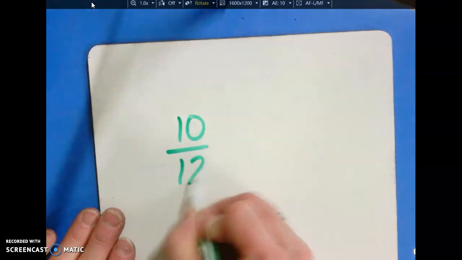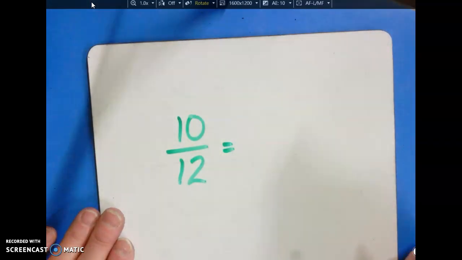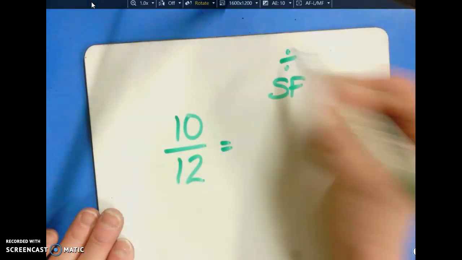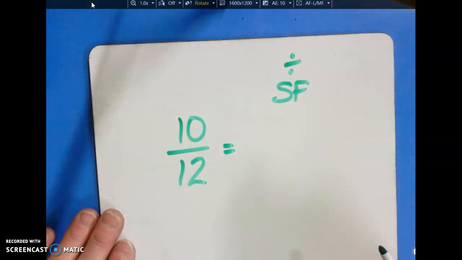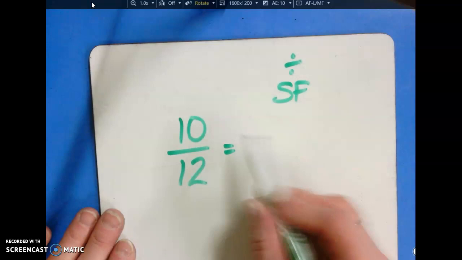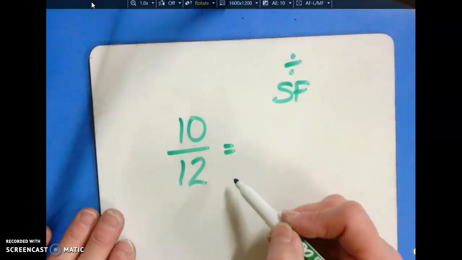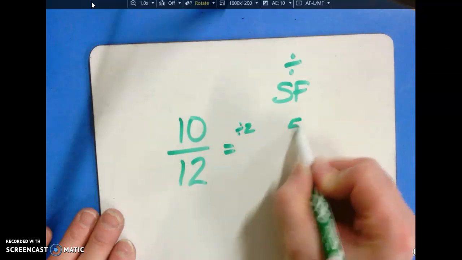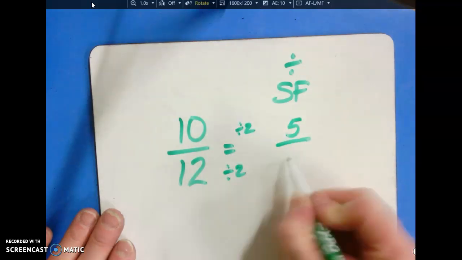Get yourself in the habit of asking a few questions as I put things in simplest form. Always dividing with simplest form because I want to end up with smaller numbers. Are they both even? Yes, they are. I know I can do 2, sometimes 4, but it looks like I'm going to divide by 2. 10 divided by 2 is 5. 12 divided by 2 is 6.